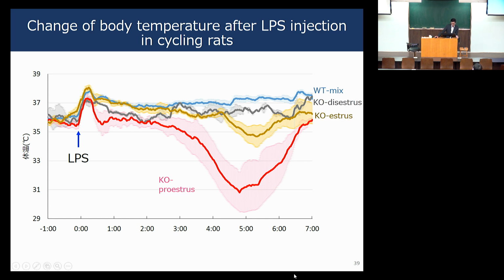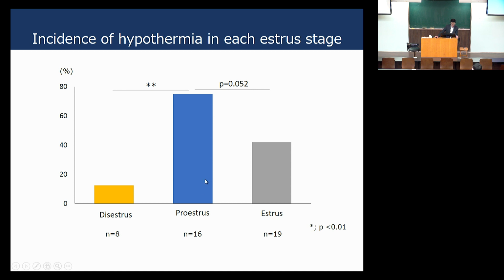Most of the animals that had the hypothermia were proestrus animals. Why? I think only one diestrus mouse has hypothermia, but most of them are proestrus mice, something like that.